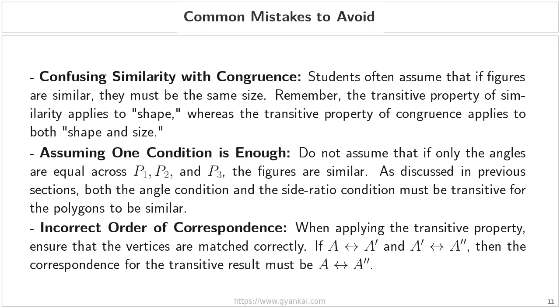Now, as we wrap up our lesson, I want to highlight a few common pitfalls. It is very easy to make certain errors when applying the transitive property, so let's look at these common mistakes to avoid. Keep these points in mind, and you will be able to apply the transitive property of similarity with total confidence.